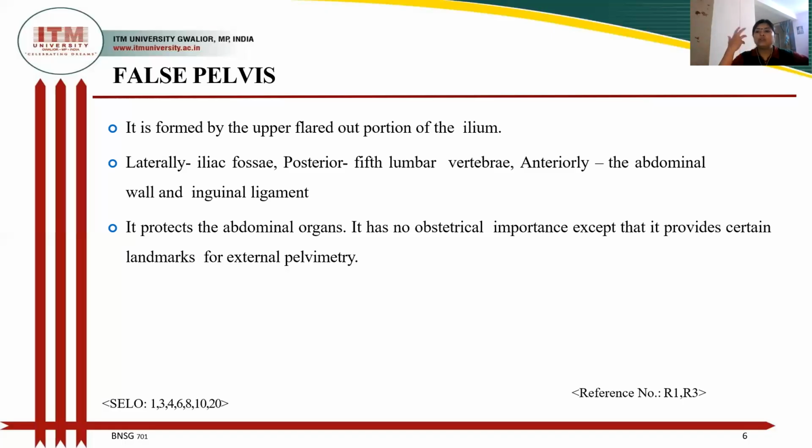Now what is the use of this false pelvis? It is protecting the abdominal organs. There is no obstetrical importance. It only provides certain landmarks to perform the external pelvic assessment. For that purpose only the false pelvis is used. So it is the upper flared portion, the ilium, with the fossa laterally, the fifth lumbar vertebra posteriorly, and the abdominal wall and the inguinal ligament anteriorly. It is protecting the abdominal organs.